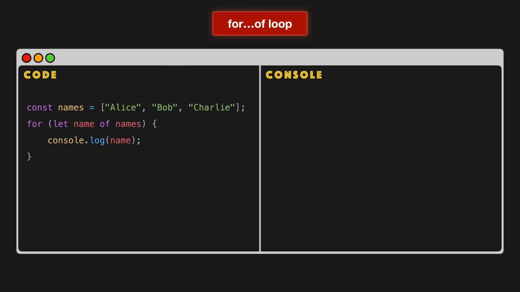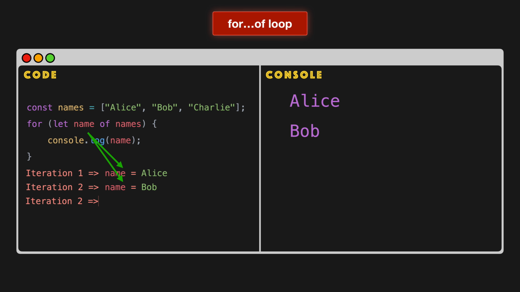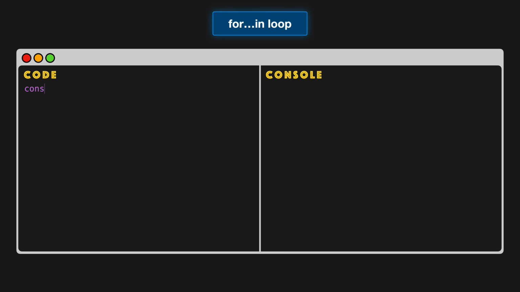Now, let's talk about the for-of loop. The for-of loop is used to iterate over iterable objects like arrays, strings, or sets. It allows you to loop through the values of an array or any iterable object. For example, let's say you have an array of names. In this example, we declare a variable name to represent each element in the names array. The for-of loop will go through each value in the array, one by one, and assign it to name. So this loop will print Alice, Bob, and Charlie to the console. The for-of loop is very useful when you want to work directly with the values in an array or other iterable objects.